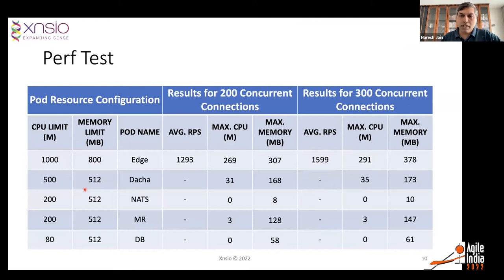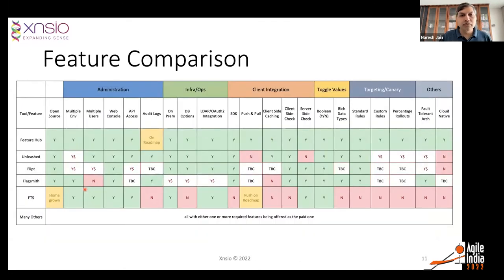Another important thing to notice is that only the edge is where the CPU and memory is actually utilized, while the rest of the components barely use anything. Its deployment architecture allows you to auto scale the edge servers, which is where you would hit most of the traffic. It's a pretty neat, cloud native way of building feature toggles. We compared a whole bunch of different tools, including a homegrown solution that we had, and eventually Feature Hub seemed to tick all the boxes that we had.